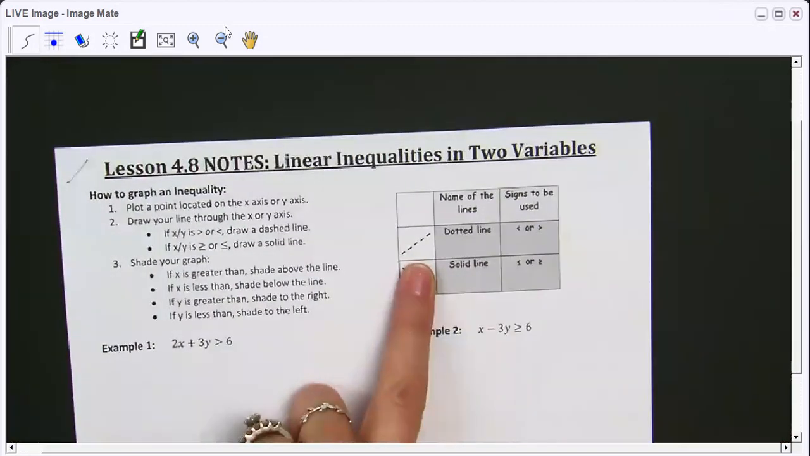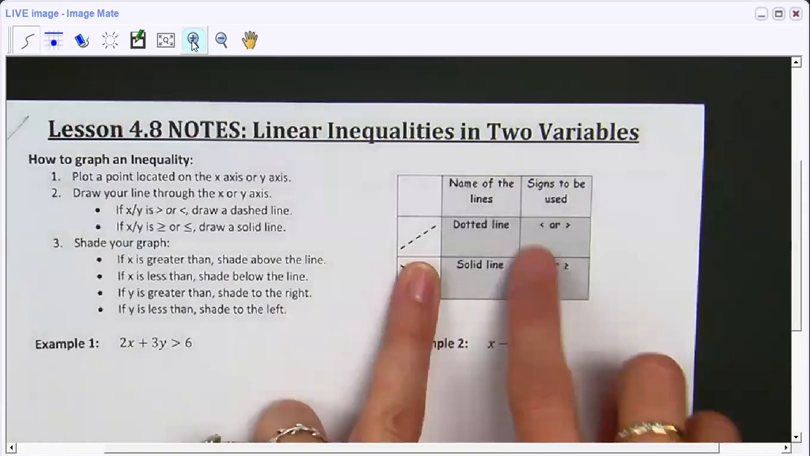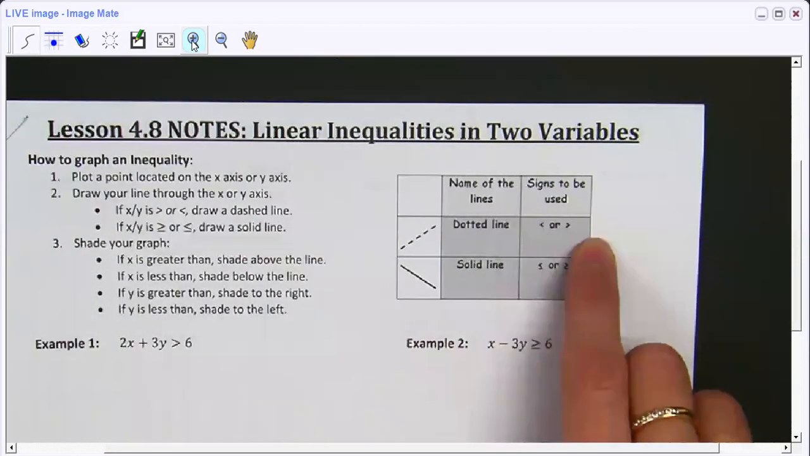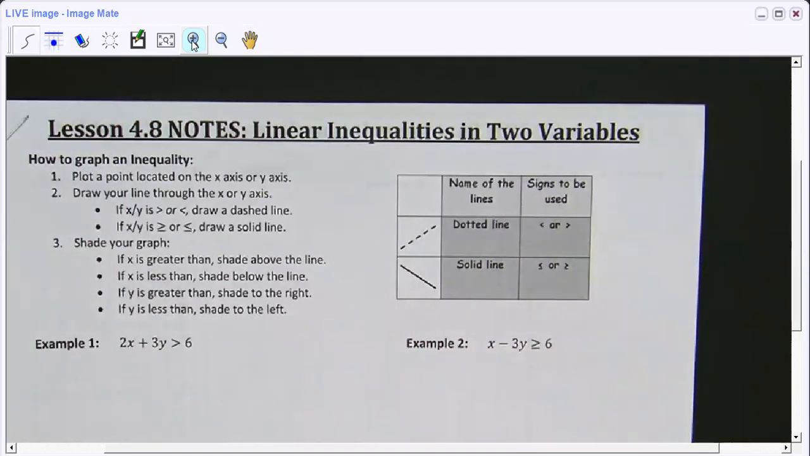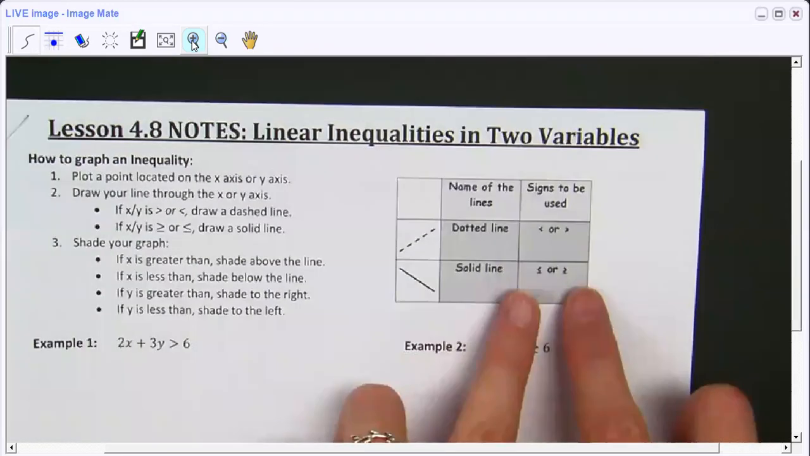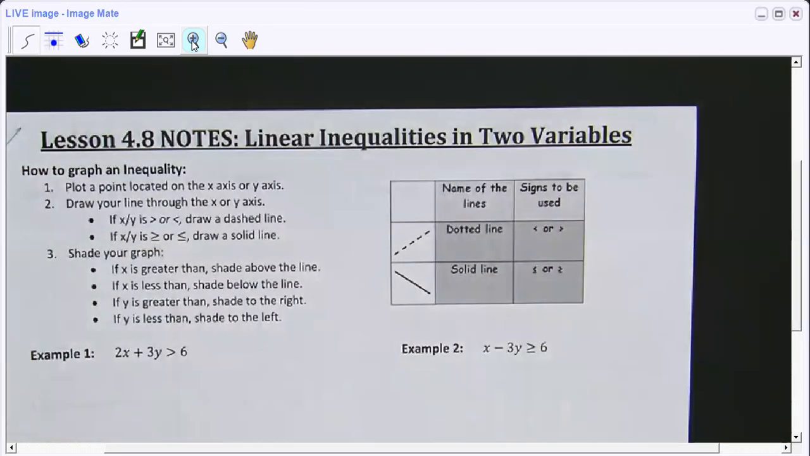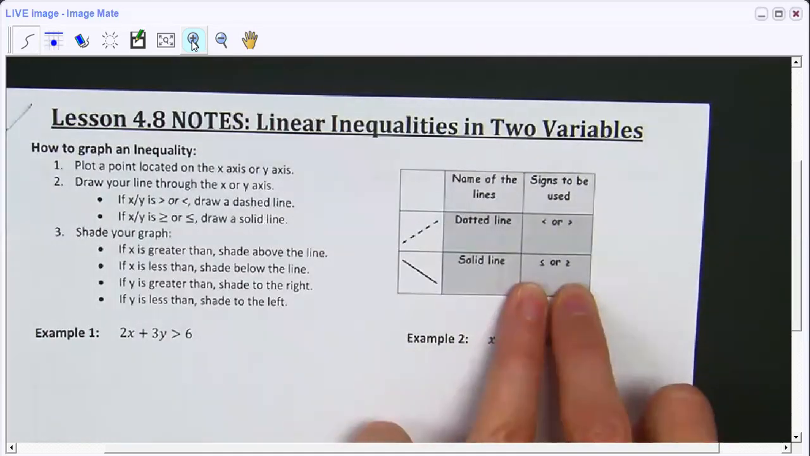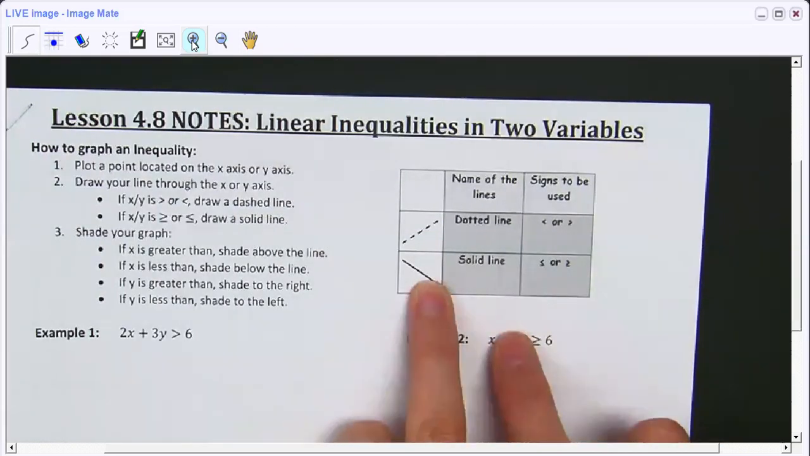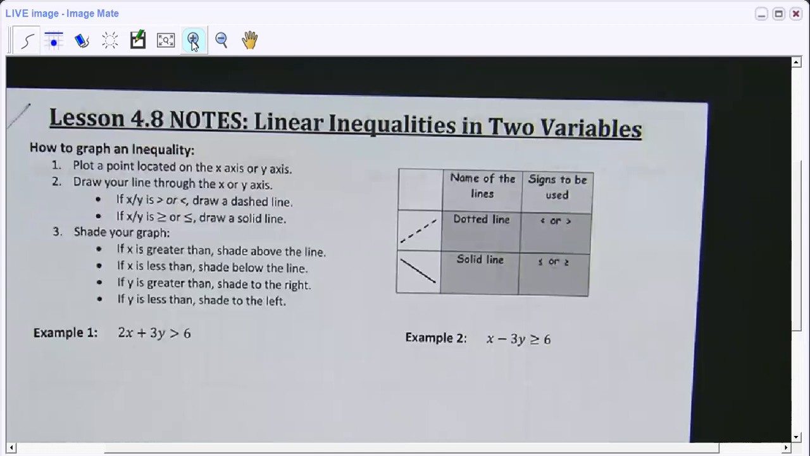If your sign is just less than or greater than, you're going to have a dotted line, or a dashed line. The reason is because any number on that line is not included in the solution, just like when we have an open circle when we graph on a number line. If your inequality symbol has an equal sign with it, you will draw a solid line, and that solid line means that every number that falls on that line is also included in the solution because it's equal to.